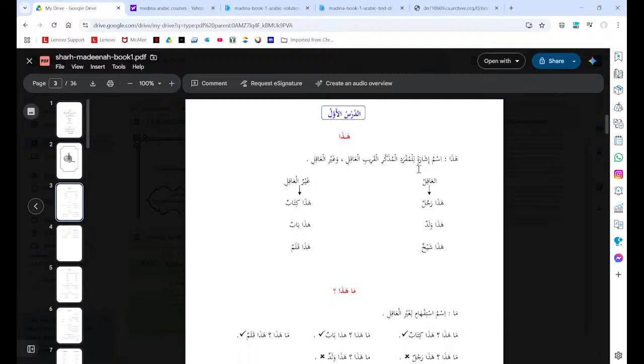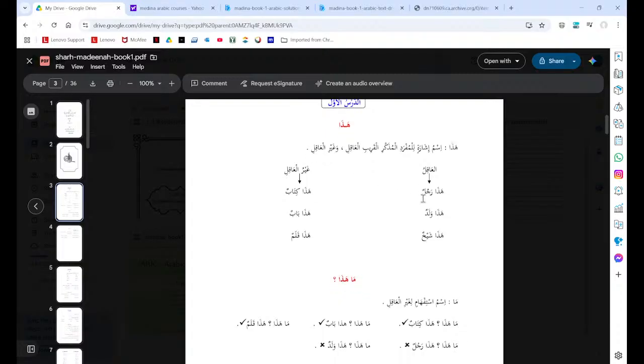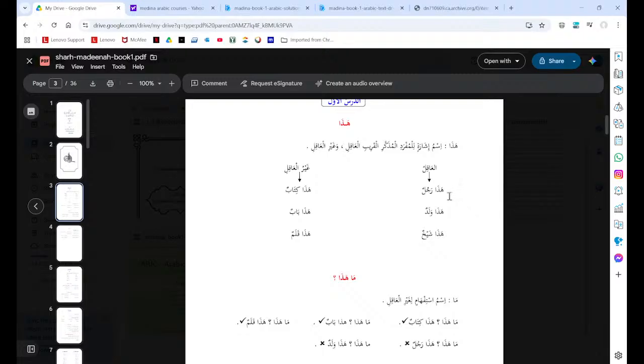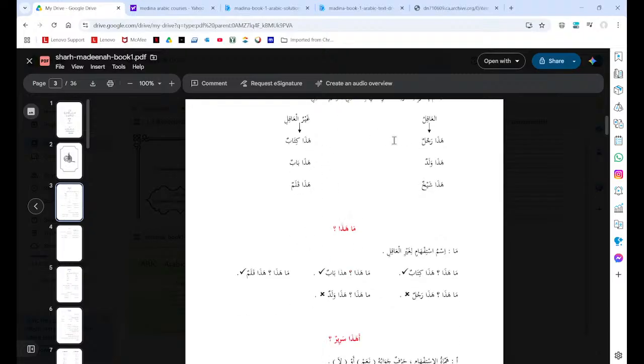هذا is اسم الإشارة للمفرد, it's singular, ومذكر, okay, it's masculine, وقريب, it's close. قريب العقل, close with intellect, وغير عقل, and without intellect. Okay, so العقل, I'll give you some examples. هذا رجل. هذا ولد. هذا شيخ. Okay, غير عقل. هذا كتاب. هذا باب. هذا قلم. Okay, without intellect.